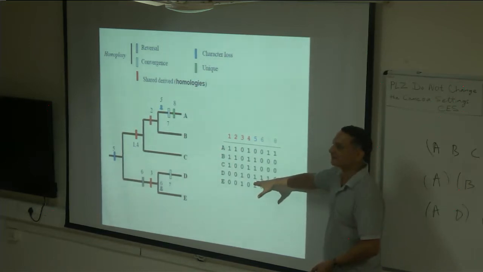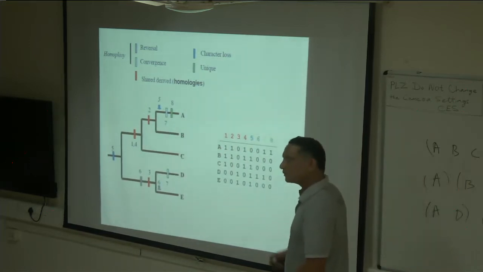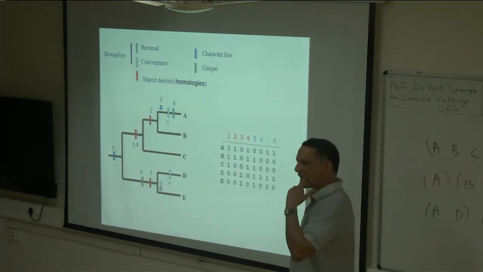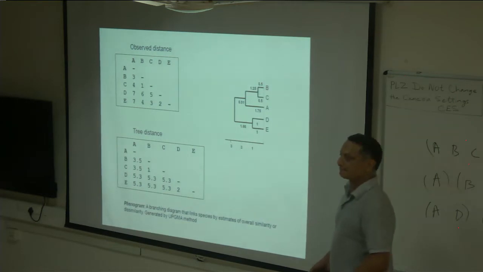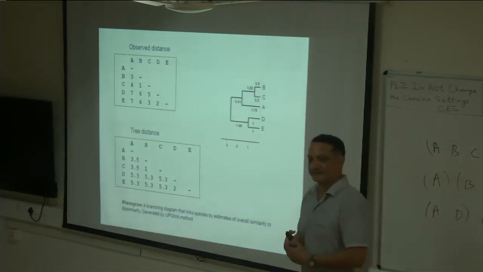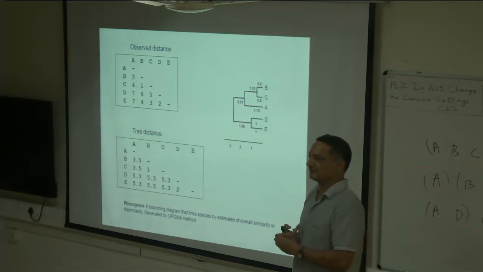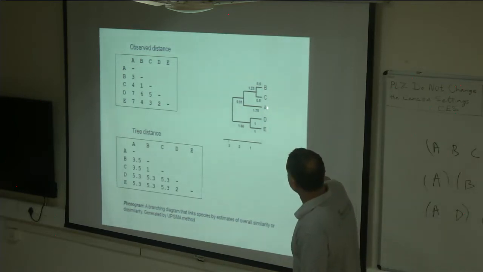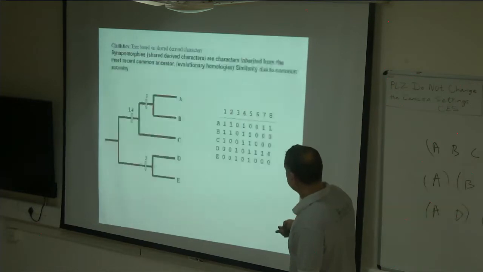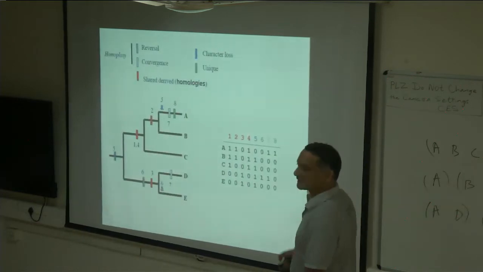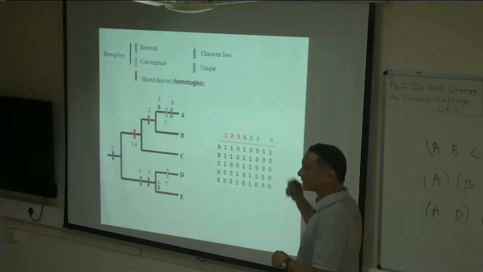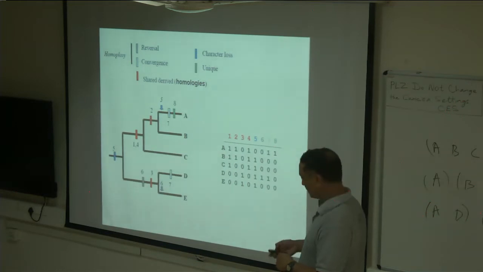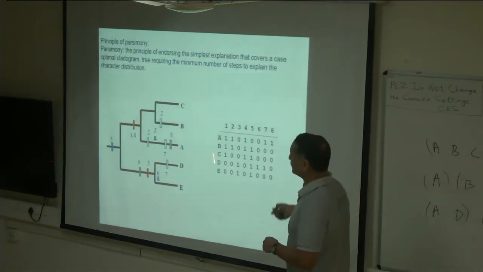Does that make sense? Now, is this tree similar to our UPGMA tree? There is one difference. What is it? A, B, C. Here, A is sister to BC, whereas in this tree, C is sister to AB. So there is a difference, right? Now let us take the UPGMA tree and go through the same process and see how many changes. So here's our UPGMA tree.